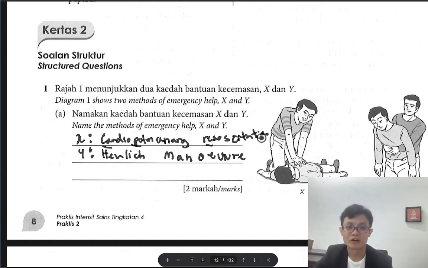Of course you can see that this guy is going to resuscitate him. Resuscitation in English is usually a noun, so we say cardiopulmonary resuscitation and Heimlich manoeuvre. So you can see this is called the Heimlich manoeuvre.